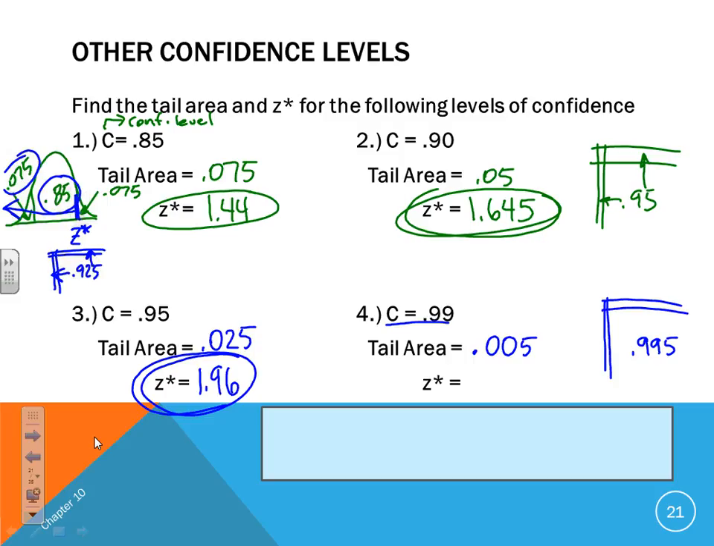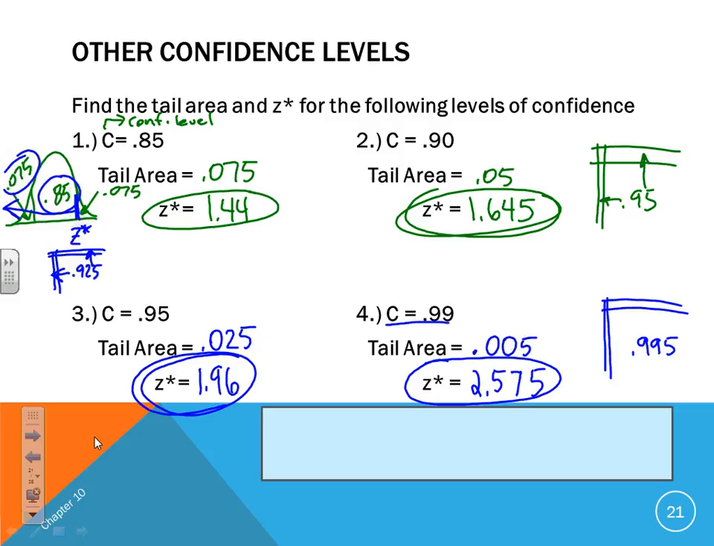Again, I have one that is equally far away, and that is 2.57 and 2.58. And if I were to go into using inverse norm, I'd actually find that it's 2.575 as my z star, as my critical value there. So this is how we find the z star value.